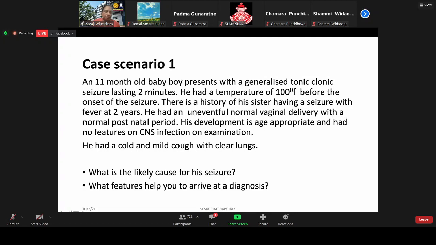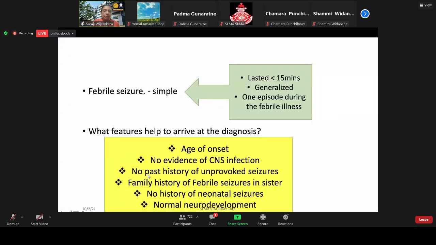So what features help you to arrive at a diagnosis? What is the diagnosis? It's a febrile seizure because of certain things we mentioned in the history, and it's a simple febrile seizure because it lasted less than 15 minutes, it's a generalized seizure, and there's only one episode during this febrile illness.